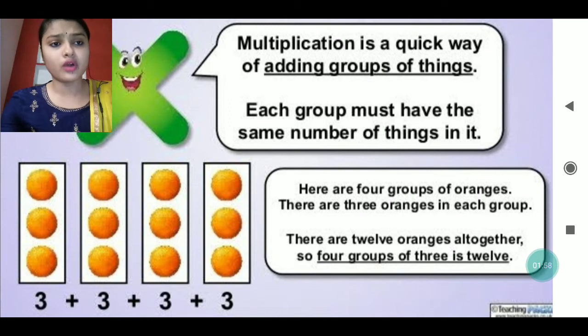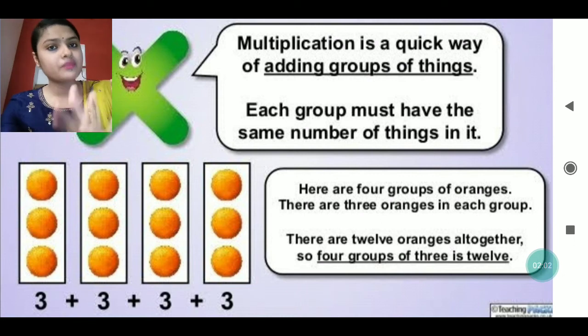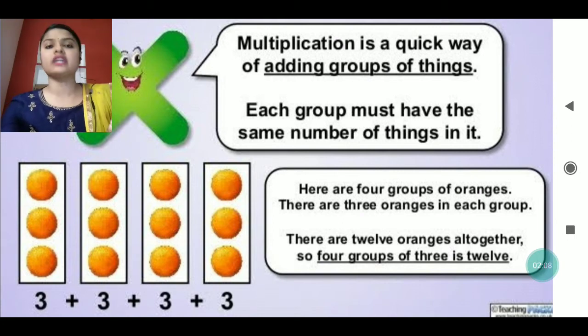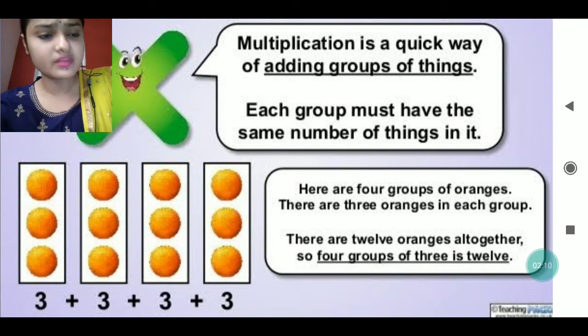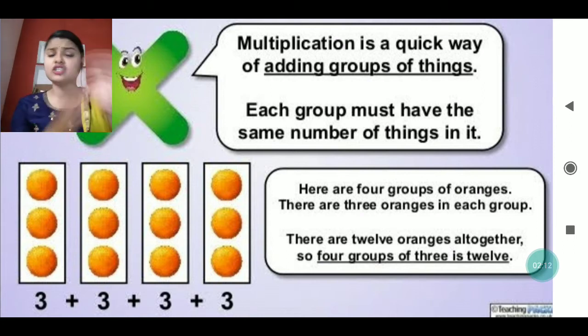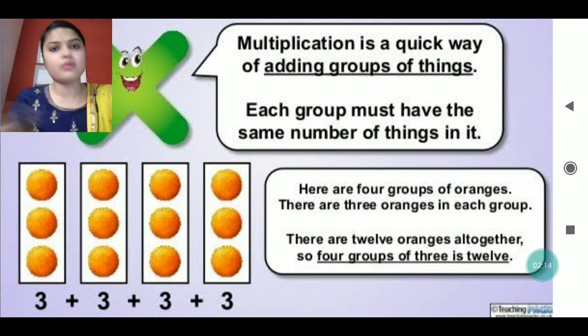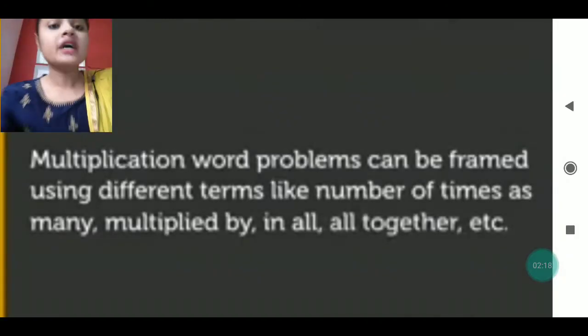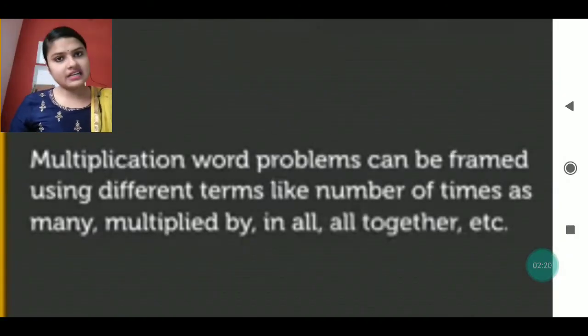So 4 groups of 3 is 12. 4 groups, number of things 3: 4 into 3 is 12. Like this we multiply anything. If an unequal number is there in each group, it will not be possible to do the multiplication. This we have already discussed in the last class.